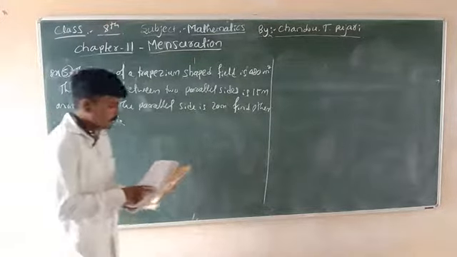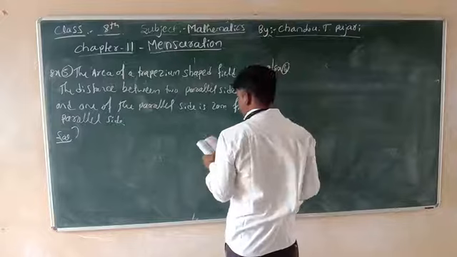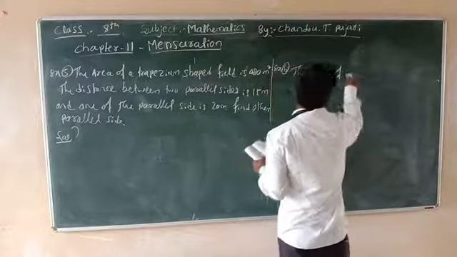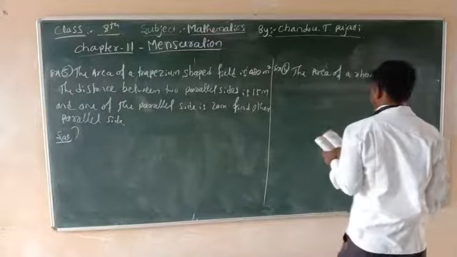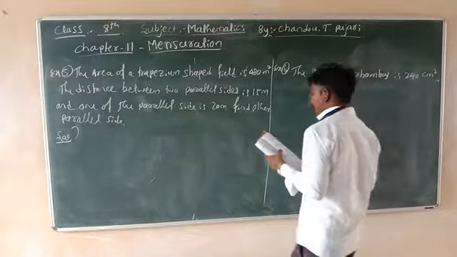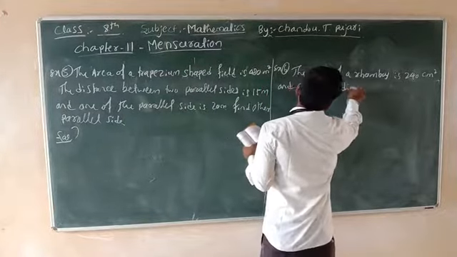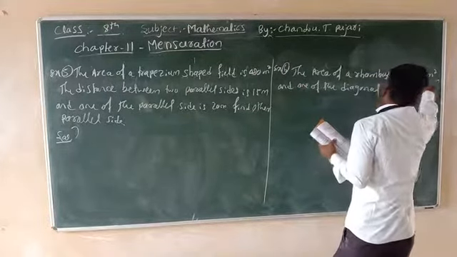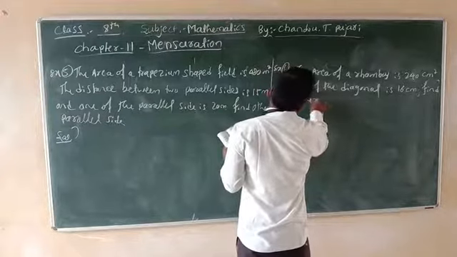Second question. The area of a rhombus is 240 centimeter square, and one of the diagonals is 16 centimeter. Find the other diagonal.